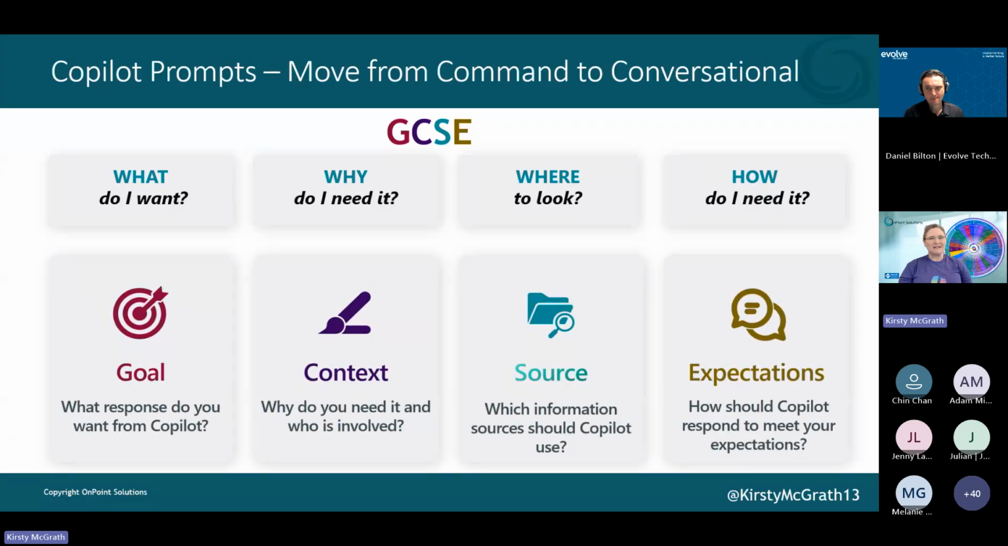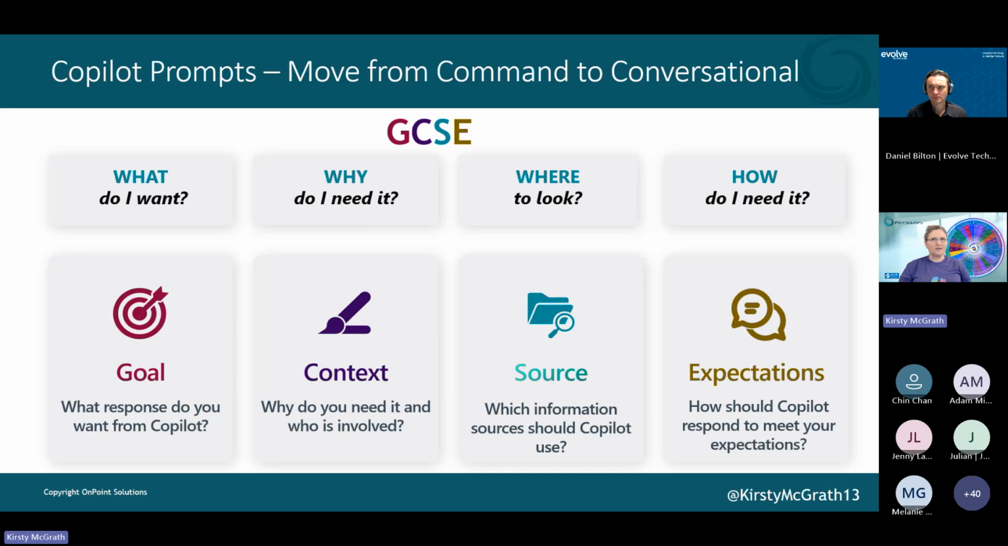Now, Copilot prompting, Microsoft give you the GCSE, which is your goal, your context, your source, and the expectations. So when I'm moving from a command base, so this is that search engine, if I'm getting out of that and I'm thinking commands and I'm going more to that Gen AI conversational, there are certain parameters that we need to put in place when we're actually asking and doing a prompt with Copilot.